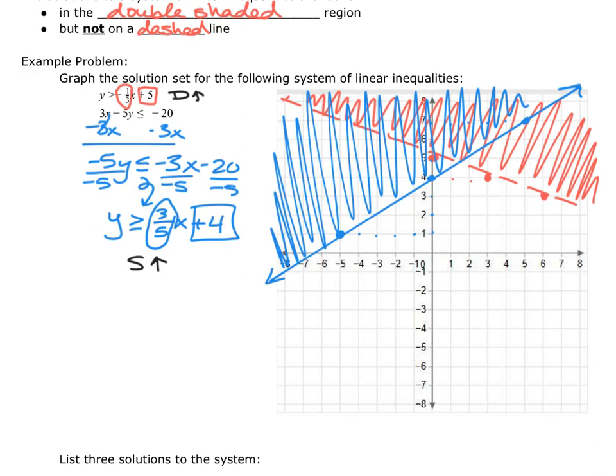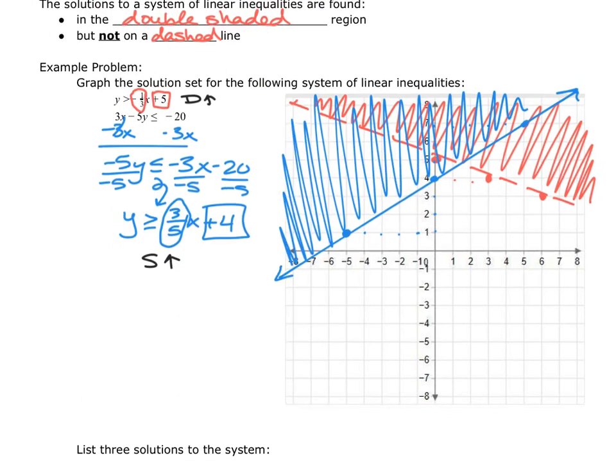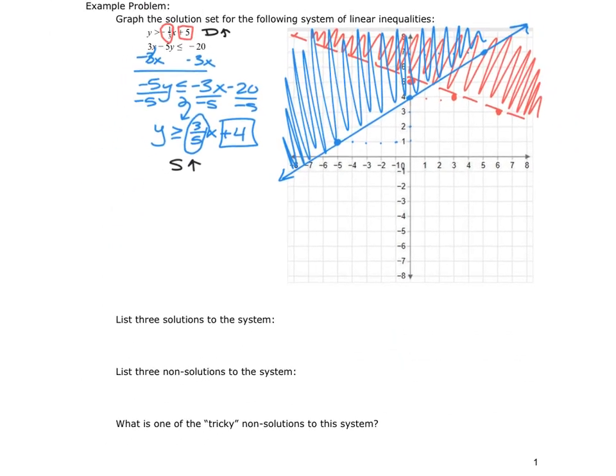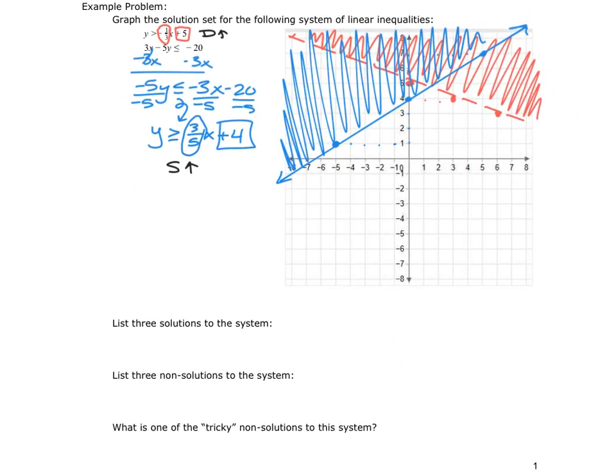Now, specifically, looking at the next question here, it says list 3 solutions to this system. A solution would have to be in the super shade, so we could do this point right here, which is 0, 7. We could do this point right here, which is 2, 7. Or we could be so crazy as to go to like 5, 10. 5, 10 would be in my super shade if I were to graph it.